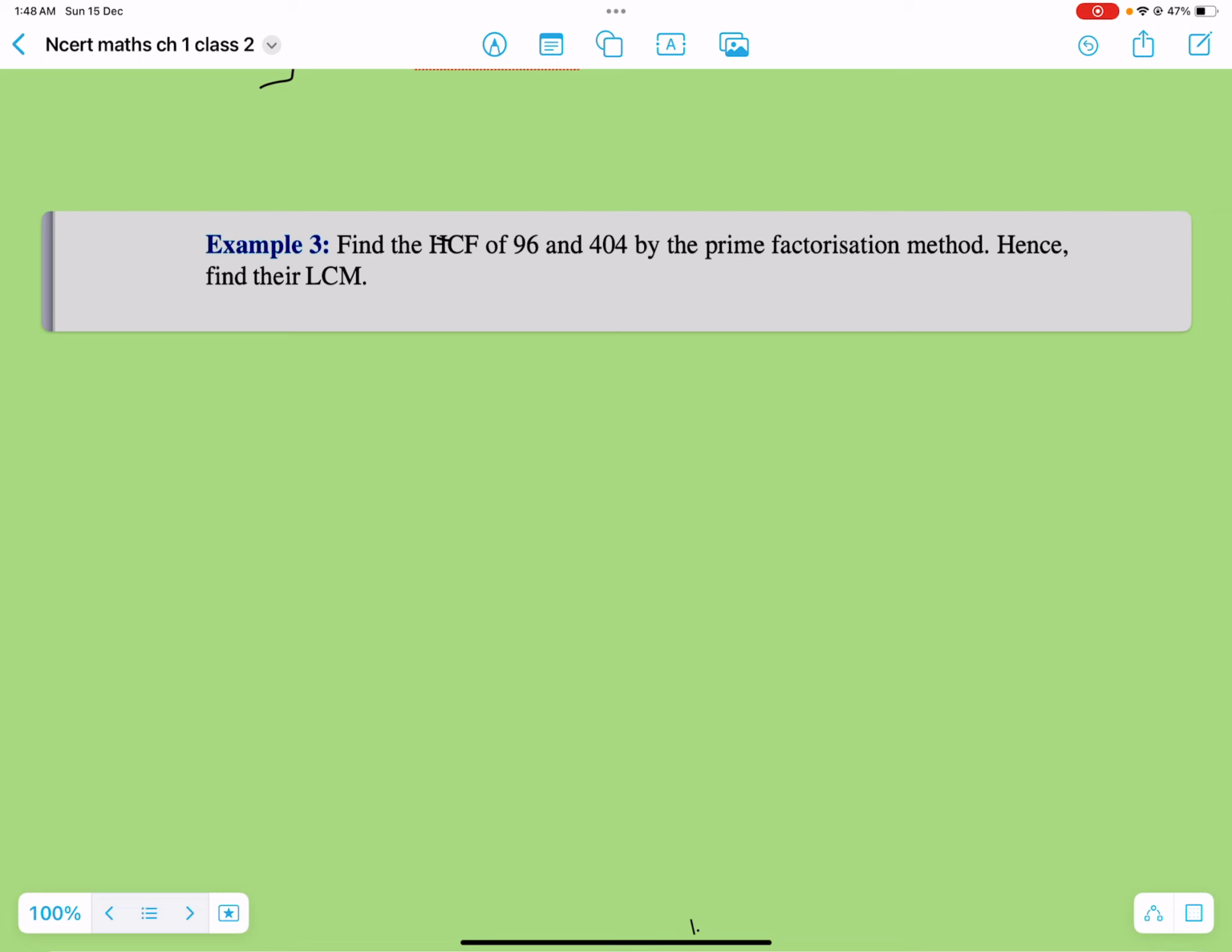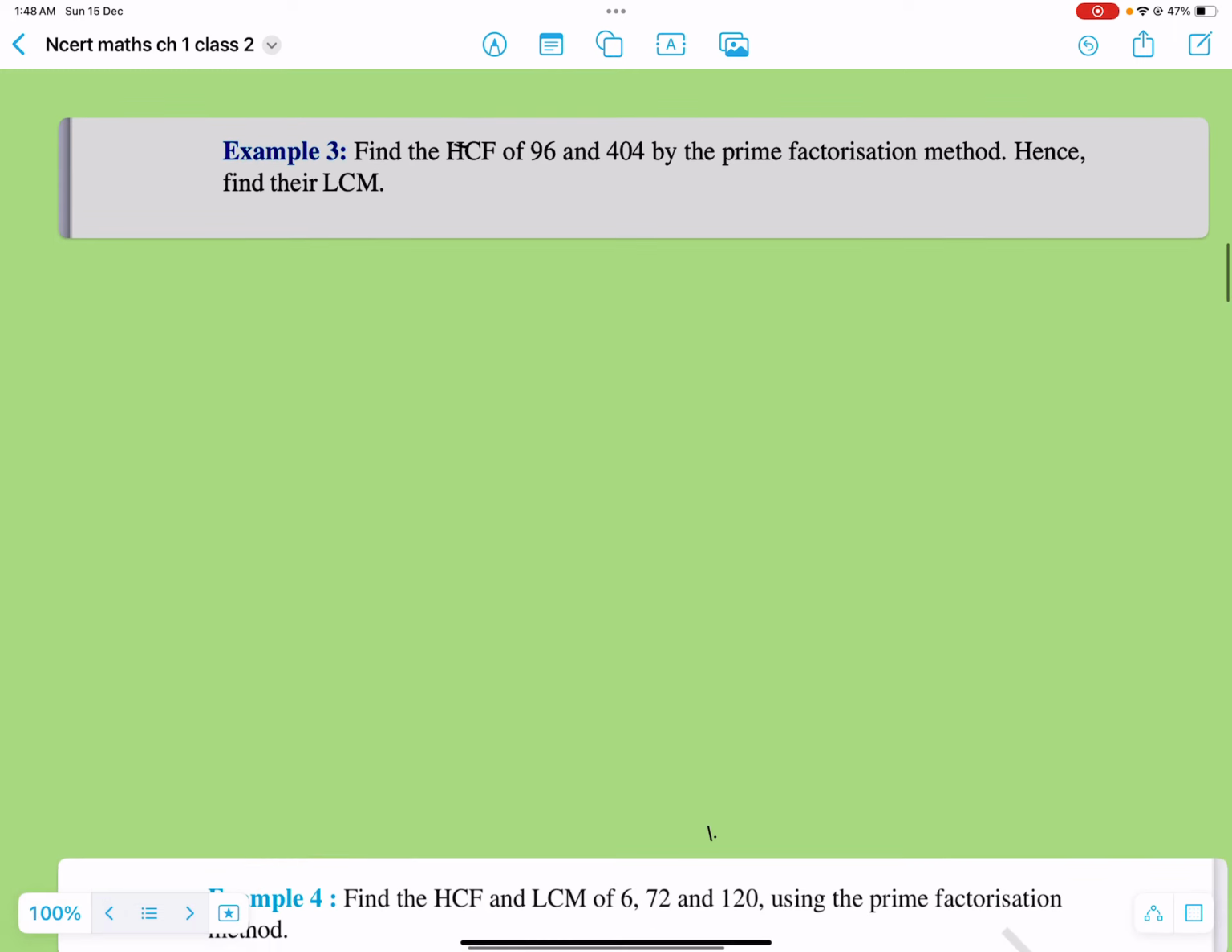So it says find the HCF of 96 and 404 by the prime factorization method, and hence find their LCM. So essentially we can apply the same formula that we have just understood. So what we're going to do here, we'll first do the prime factorization. We'll just go through the prime factorization method.